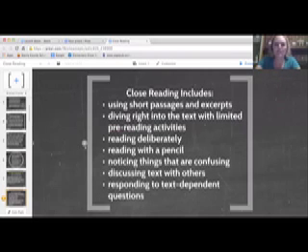Close reading includes using short passages and excerpts, diving right into the text with limited pre-reading activities, reading deliberately, reading with a pencil, noticing things that are confusing, discussing text with others, and responding to text-dependent questions.